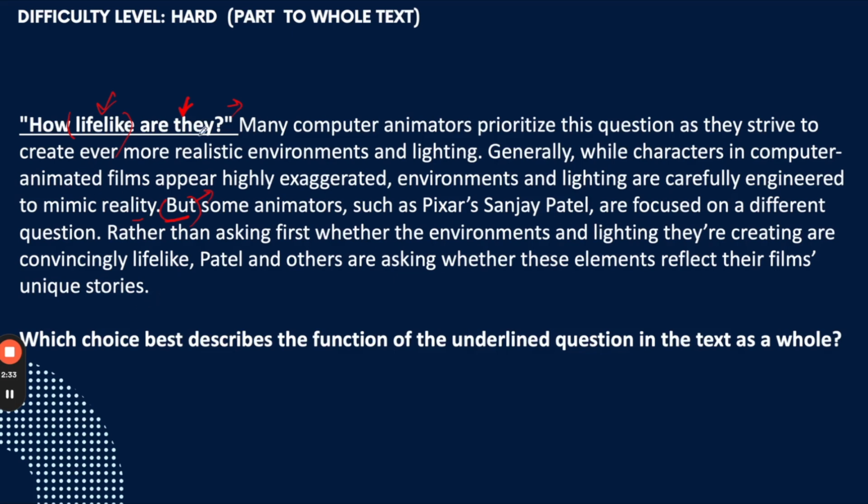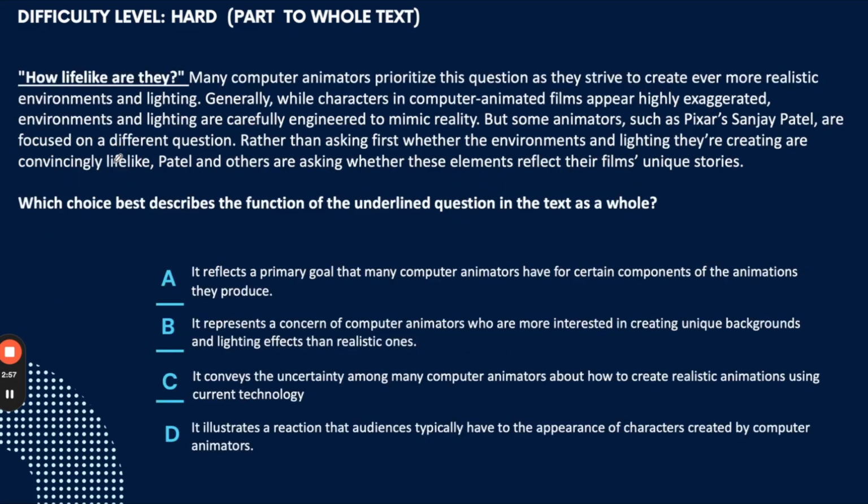Now, if you notice, what is the first sentence doing now? Let's go back to that particular underlined sentence and let's understand what it is doing. This underlined question refers to a key issue that many computer animators consider as they work to make animated films. It is about how realistic or lifelike the environments and characters in animations should be. This is what the question is based upon. With this understanding, let's go ahead and start eliminating our options.